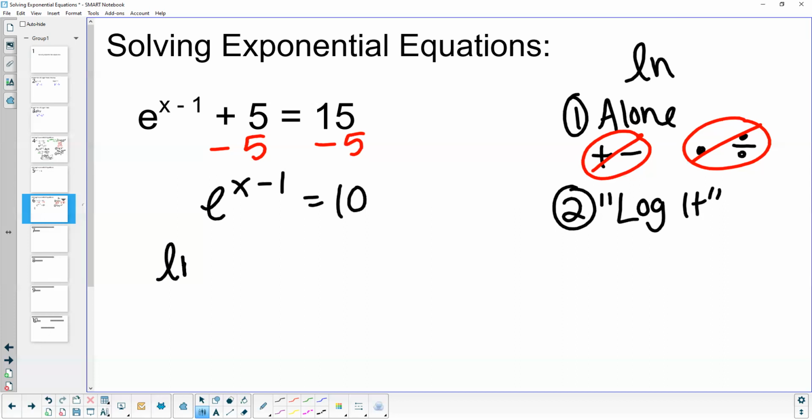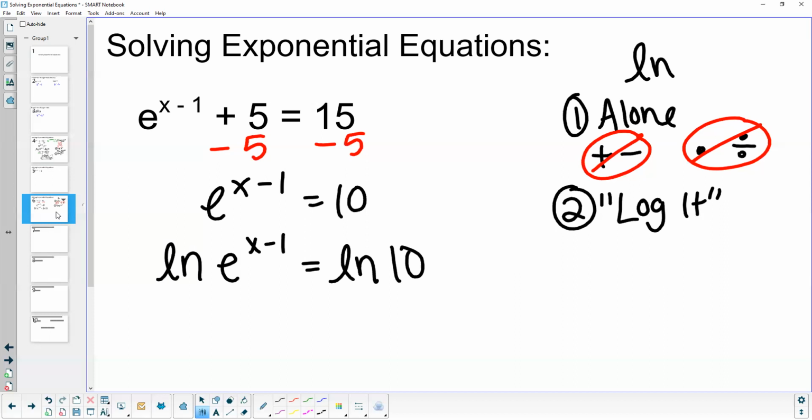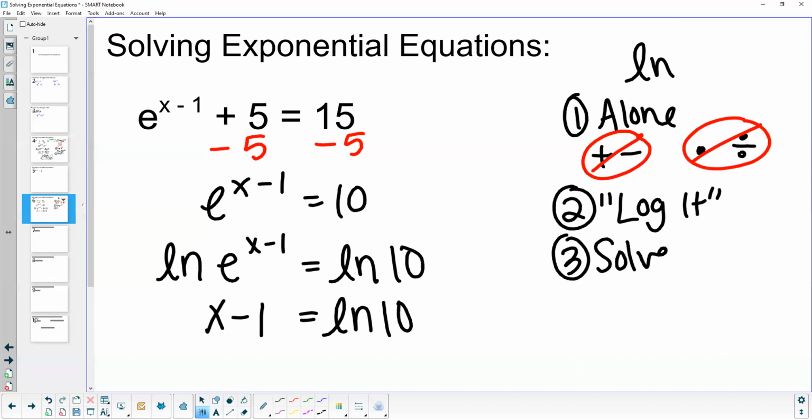So in this case, we're going to have the natural log of e to the x minus 1 is equal to the natural log of 10. Now the natural log of e to the x minus 1, based on this property here, is just going to be x minus 1. Then on this side, we have the natural log of 10, which is just a number. And our third step is going to be to solve for x. So we're going to go ahead and do that here.